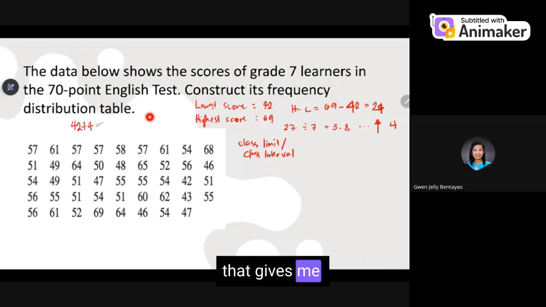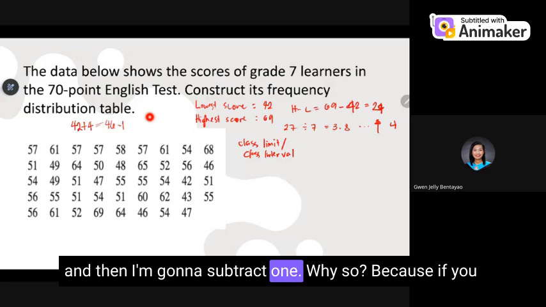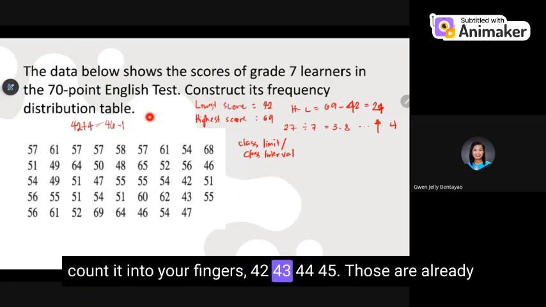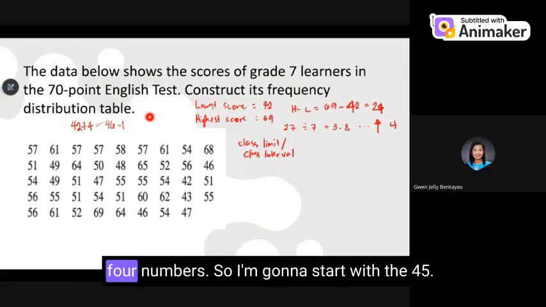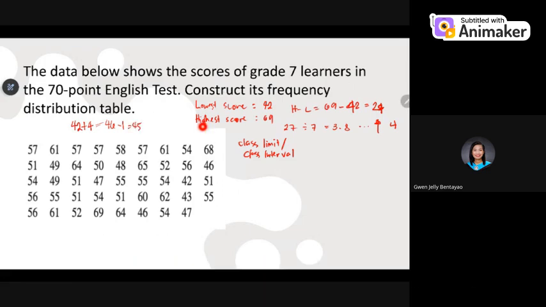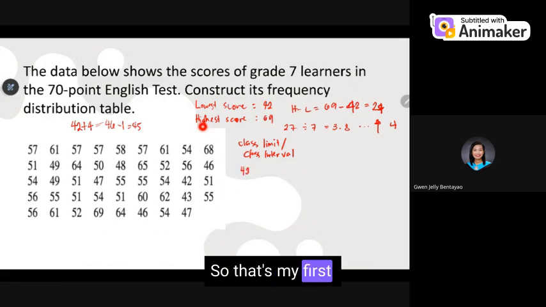That gives me 46. And then I'm going to subtract 1. Why so? Because if you count it on your fingers, 42, 43, 44, 45, those are already 4 numbers. So I'm going to stop with 45. So that's my first class interval, 42 to 45.